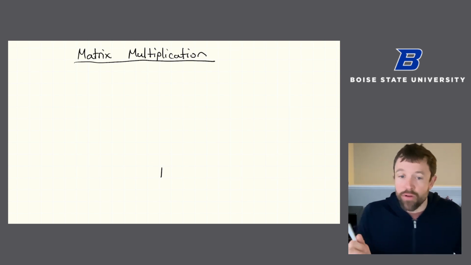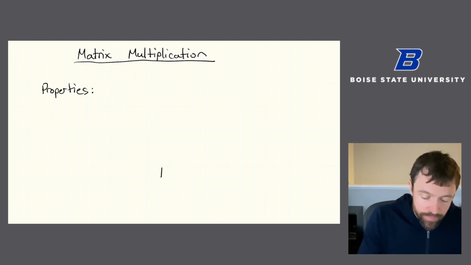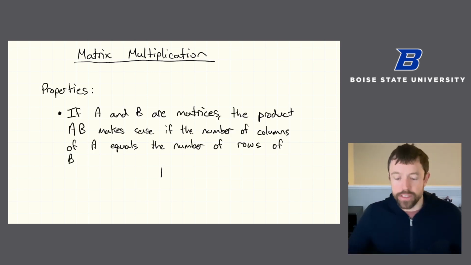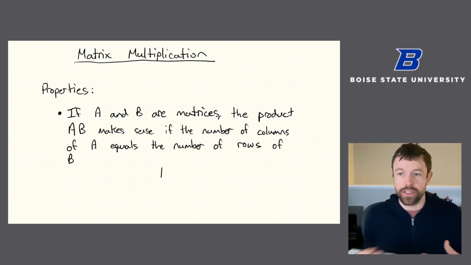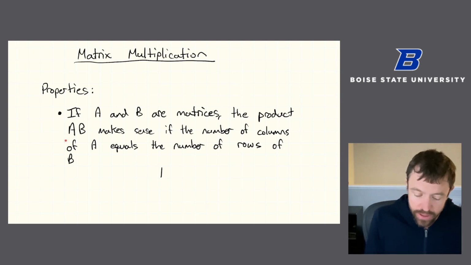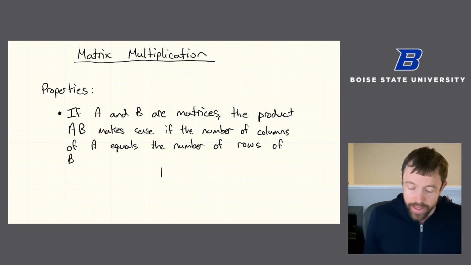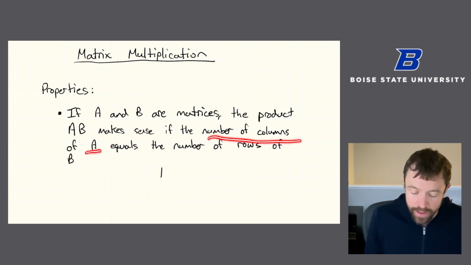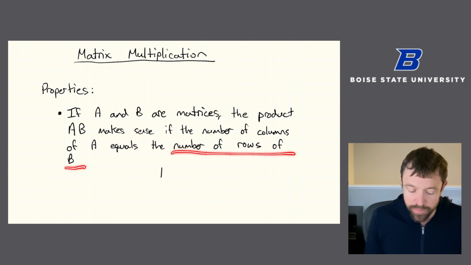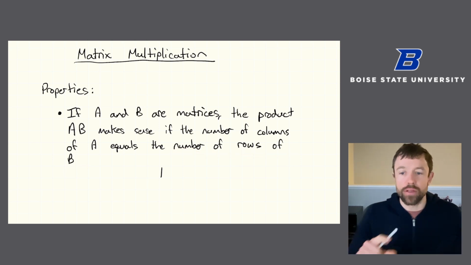Okay, let's start with some properties of matrix multiplication. The first property is really just a statement about what matrix multiplication is. That is, when we can do it. If we have two matrices, it makes sense to multiply them if the number of columns of A is equal to the number of rows of B. If that's true, we can multiply the matrices. If that's not true, we cannot multiply the two matrices.